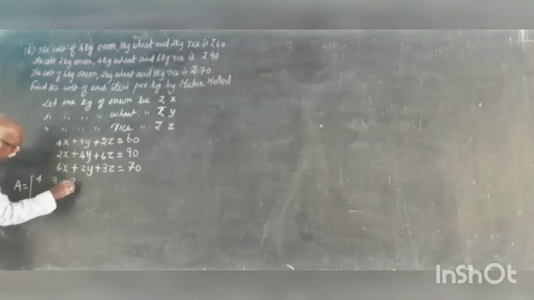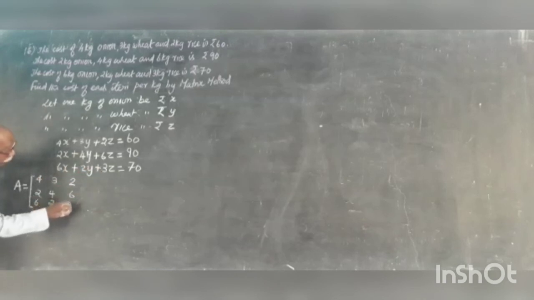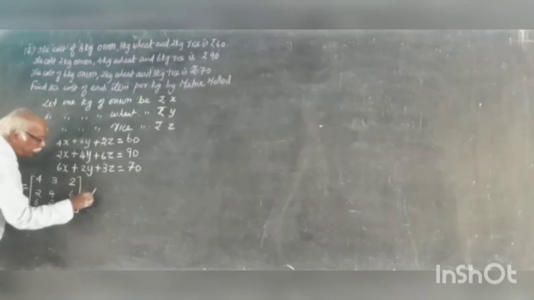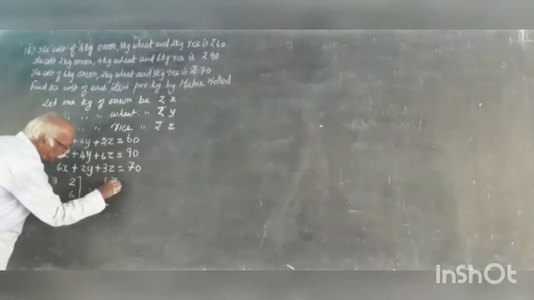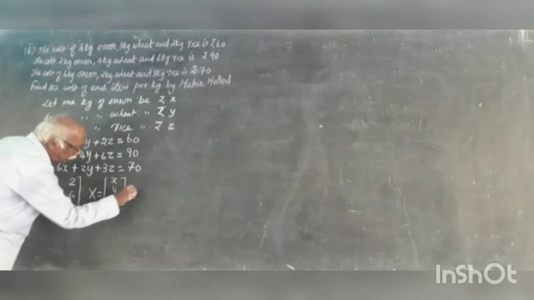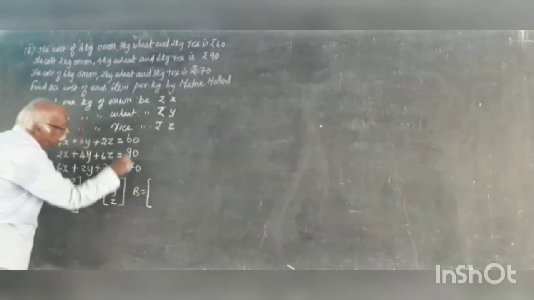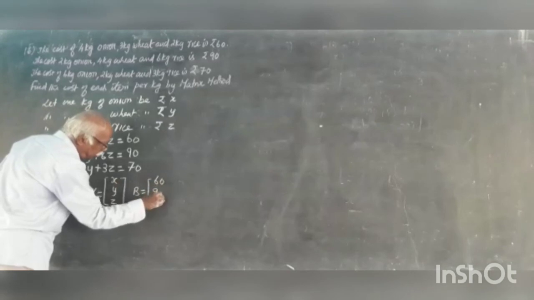We have formed the equations. Then write the coefficient matrix, variable matrix, and constant matrix. Capital A is equal to: first row 4, 3, 2; second row 2, 4, 6; third row 6, 2, 3. Then the variable matrix X, Y, Z. Then the constant matrix 60, 90, 70.